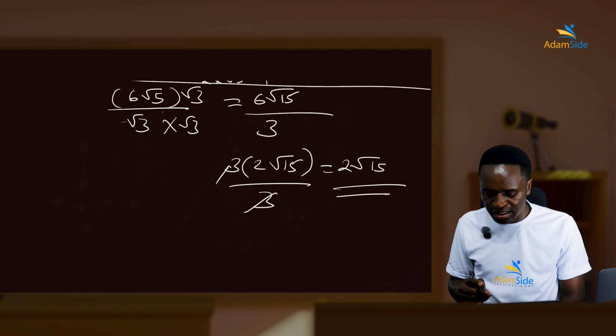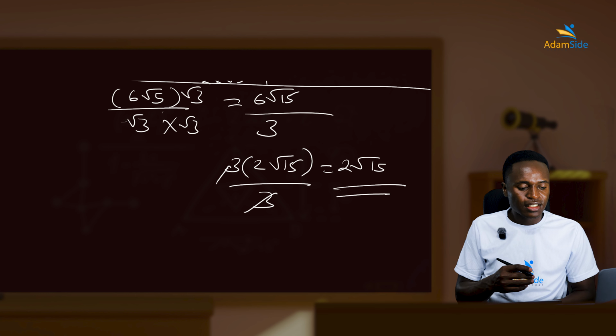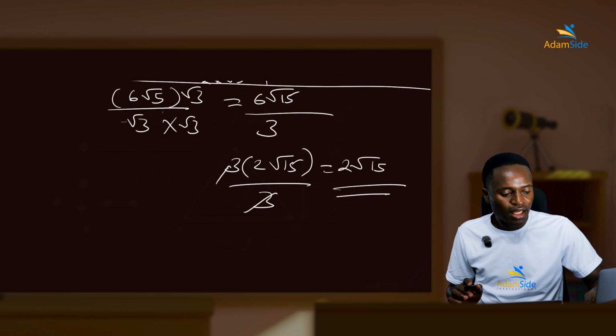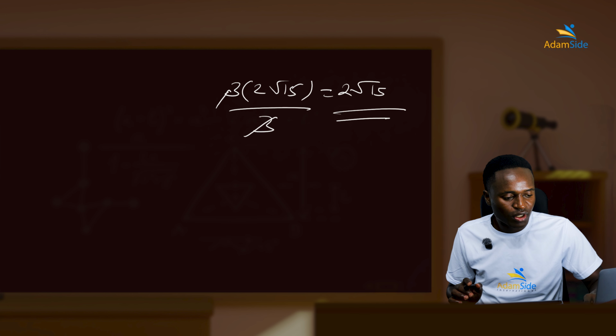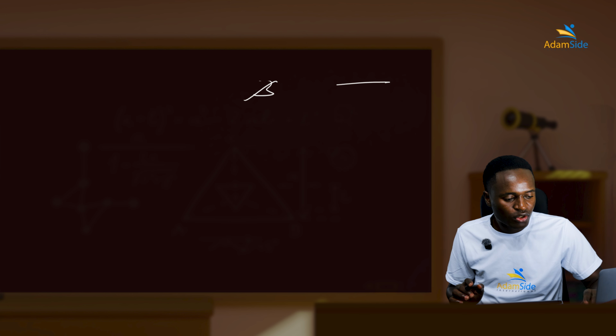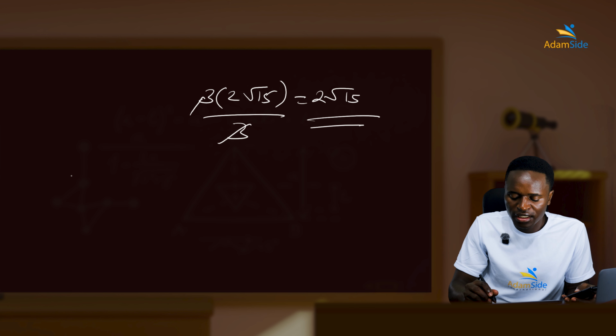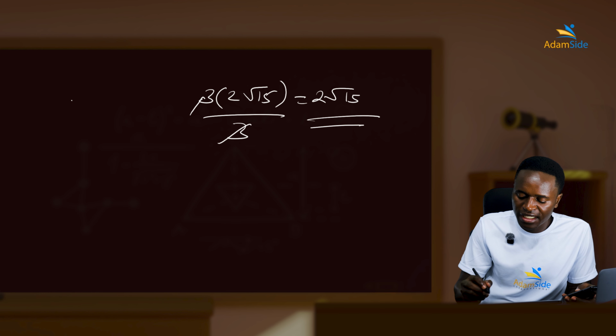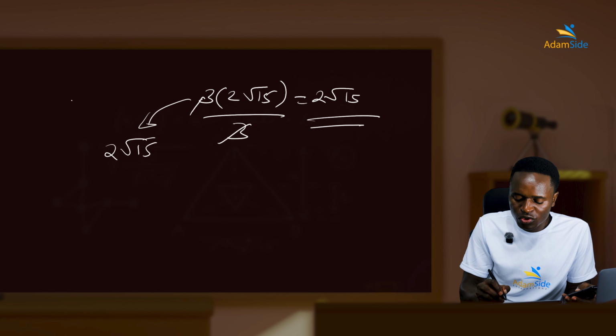This is the same as 2 root 15, and the answer is in the form of root a, which the question wanted us to have. If after simplifying we have 3 into 2 root 15 divided by 3, remember on top we simplified and got our answer 2 root 15. What it wants is our answer to be written in the form of root a.